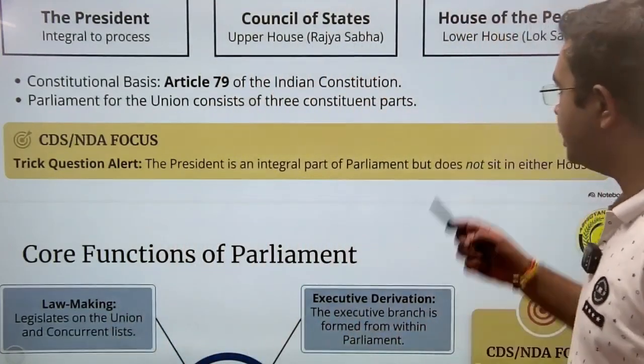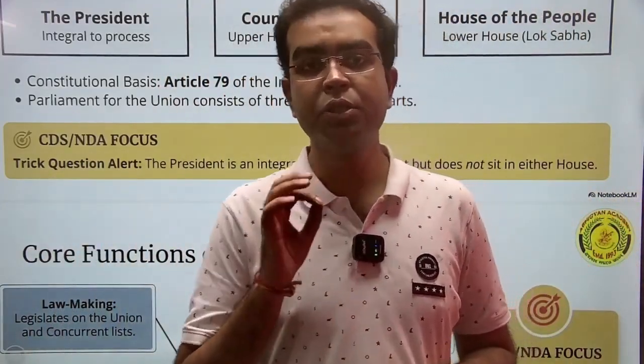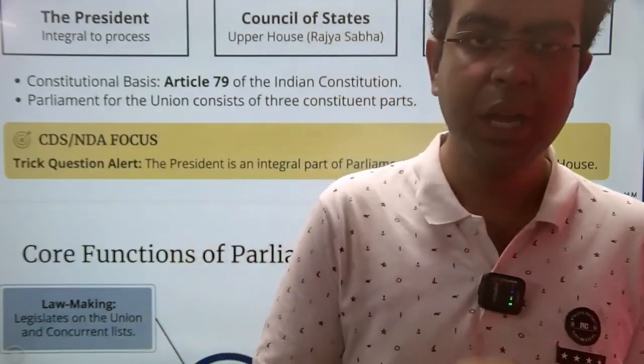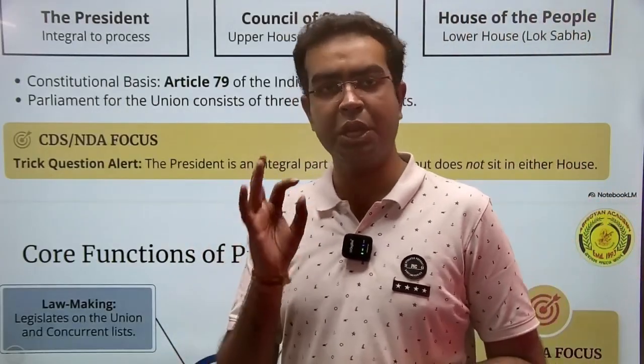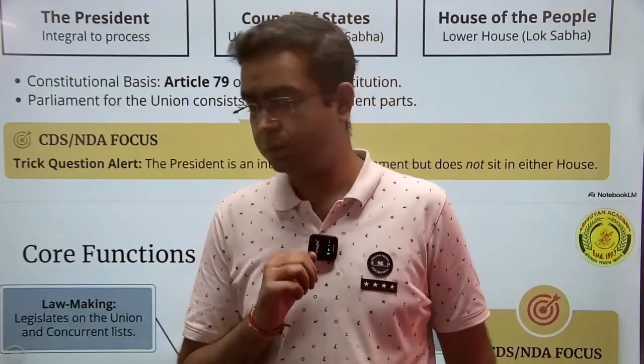Now, the two houses of Parliament are the Rajya Sabha and the Lok Sabha. But the third part of the Parliament, the President of India, is not a member of the Rajya Sabha, and he is not a member of the Lok Sabha. Even though he is a part of the Parliament, he is not a member of either of the two houses.